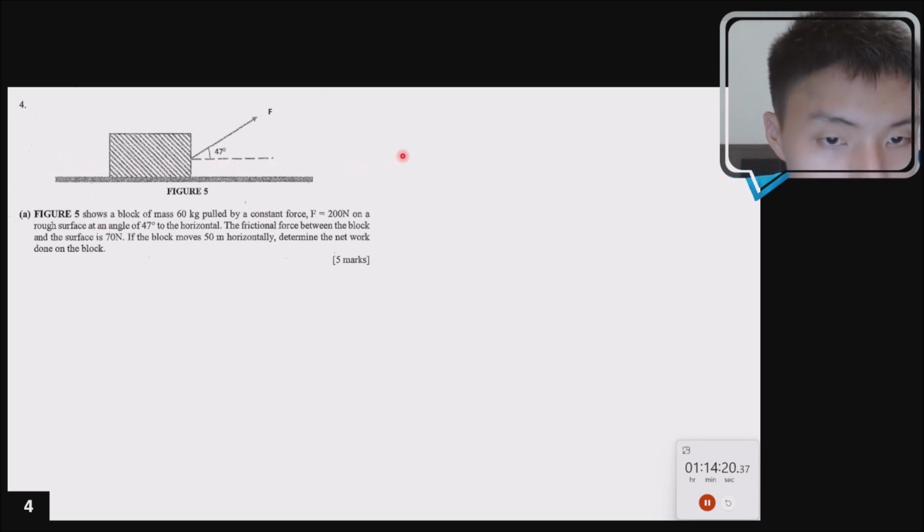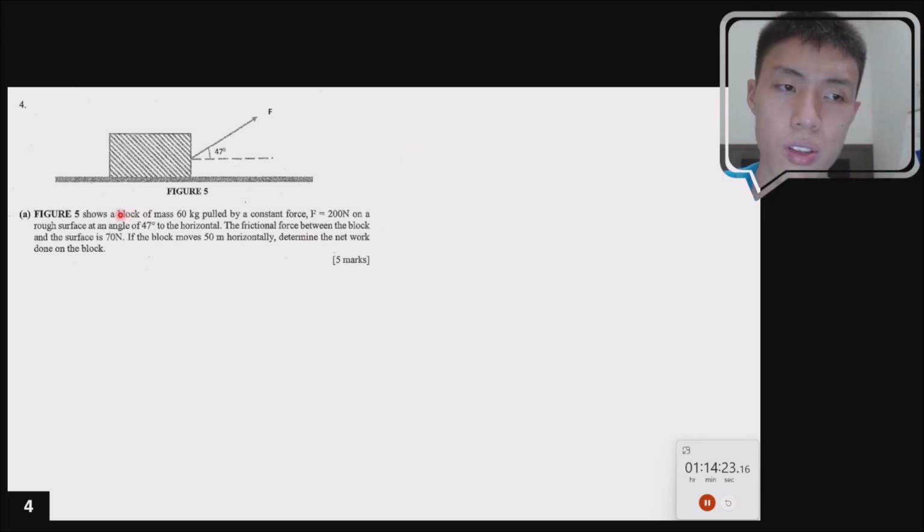Okay. They asked us to determine the net work done on the block.